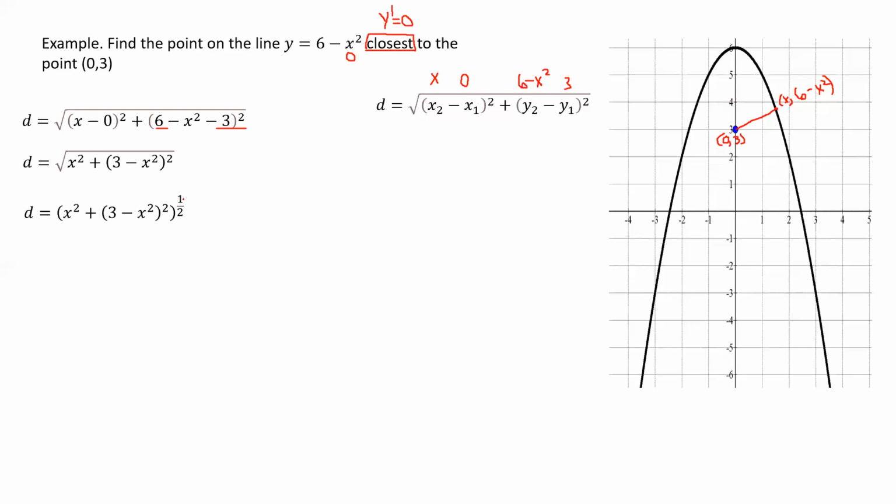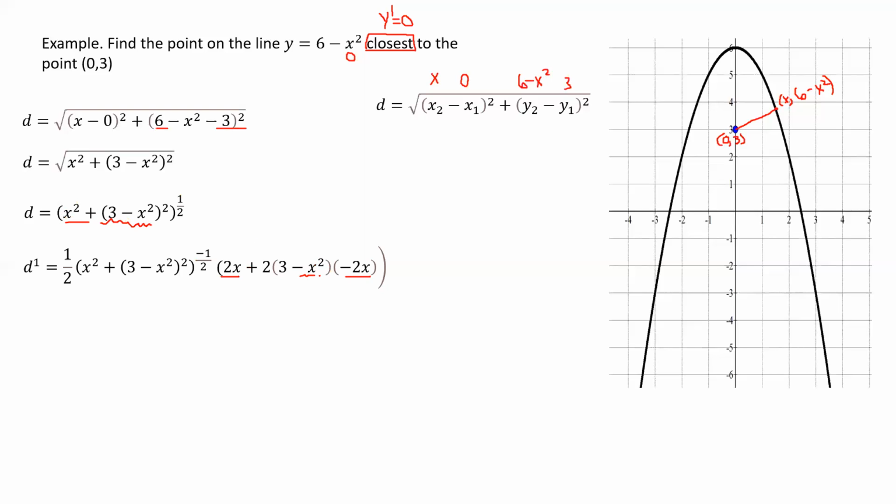Looks like a chain rule. We'll bring the exponent down, leave the bracket alone, lower the power by 1, and then multiply by the derivative of what's inside. Derivative of x squared is 2x. Then we have another chain rule. Bring the exponent down, leave the bracket alone, lower the power by 1, and multiply by the derivative of what's inside that bracket, and that's where the negative 2x comes from. Exponent comes down, bracket alone, lower power by 1, derivative of inside terms.